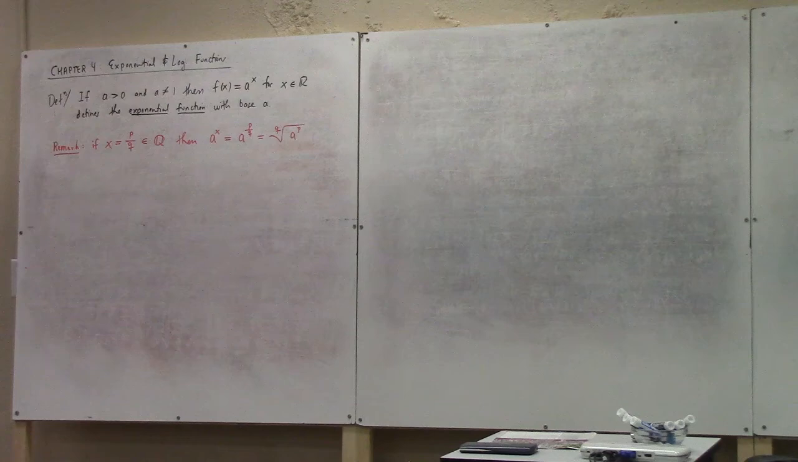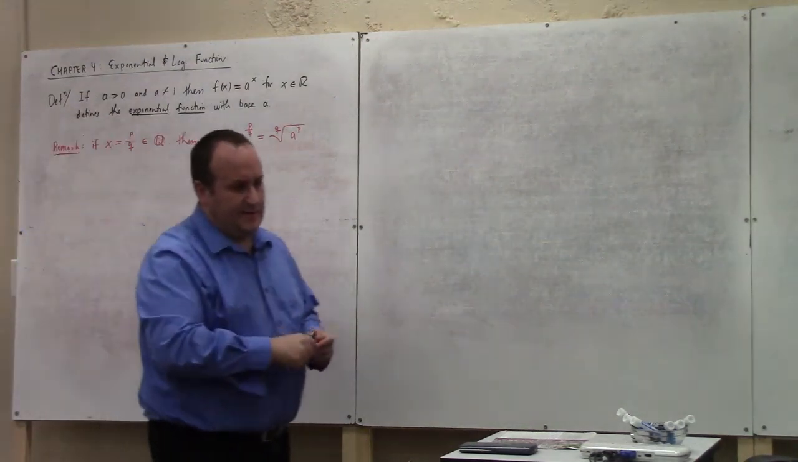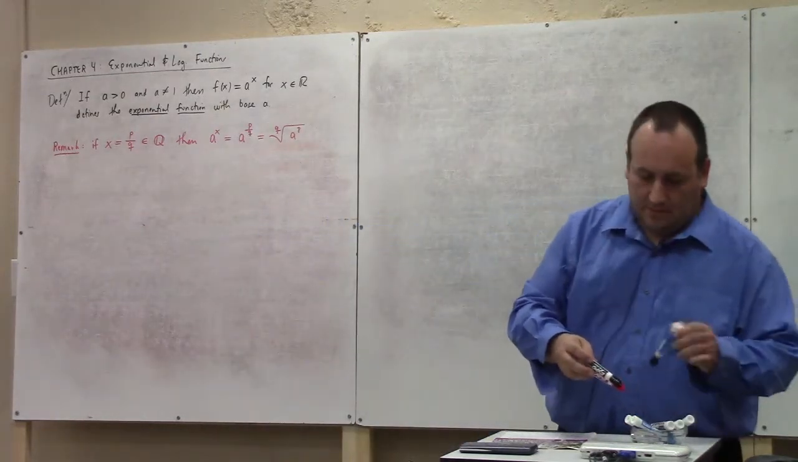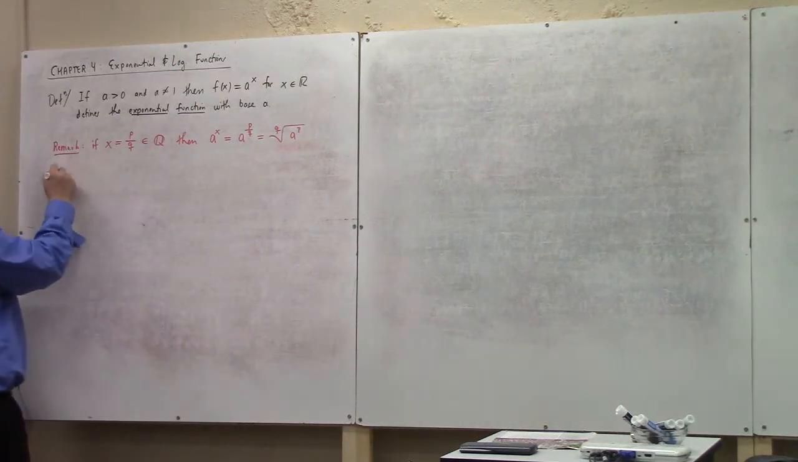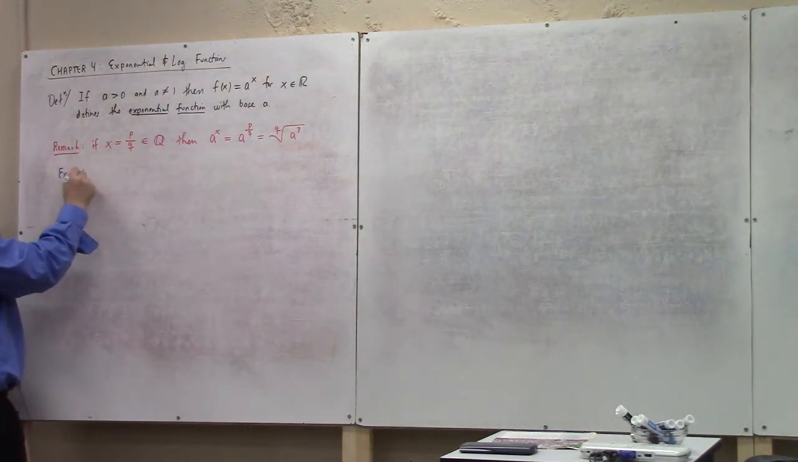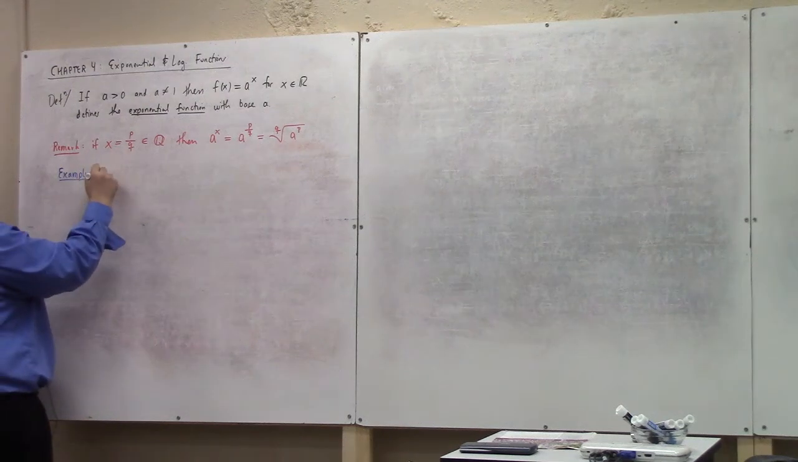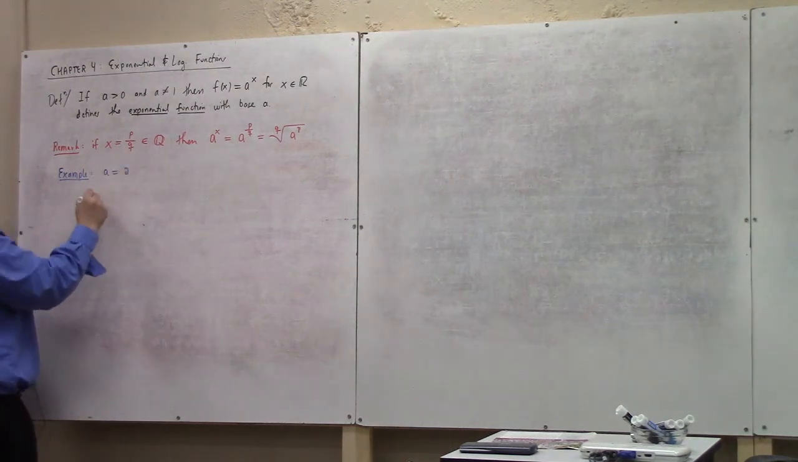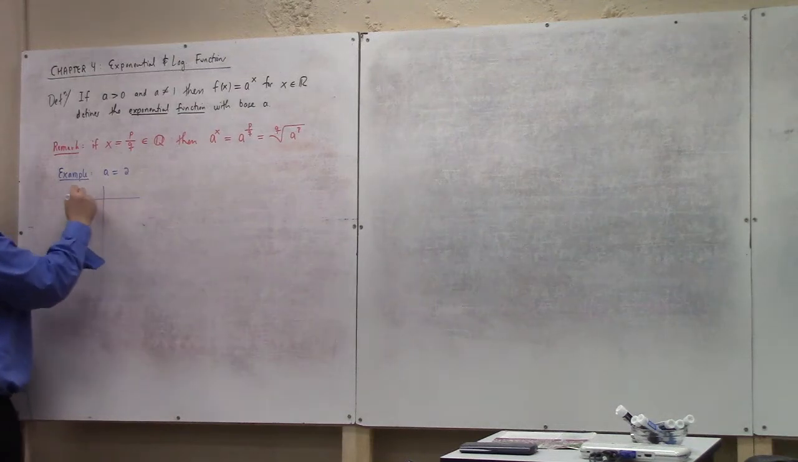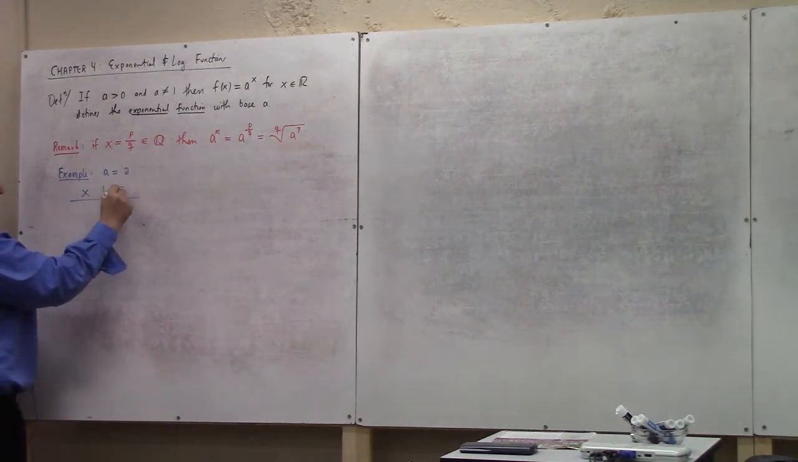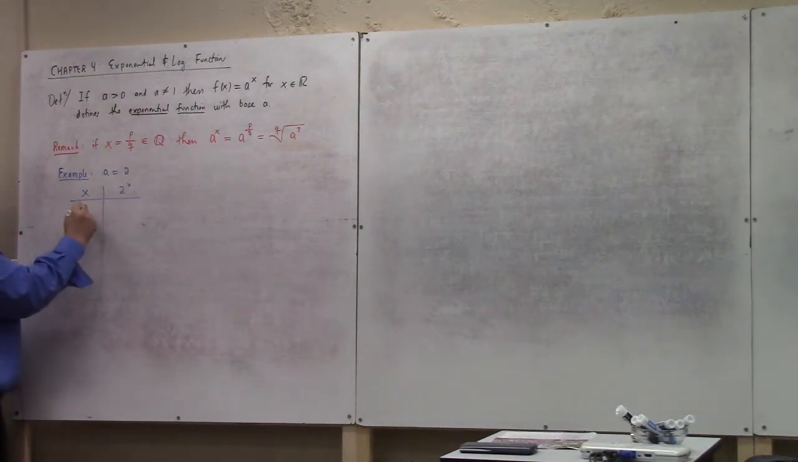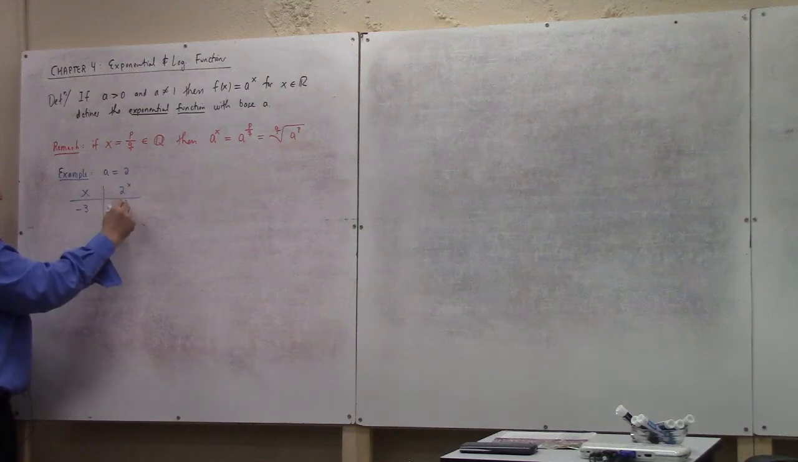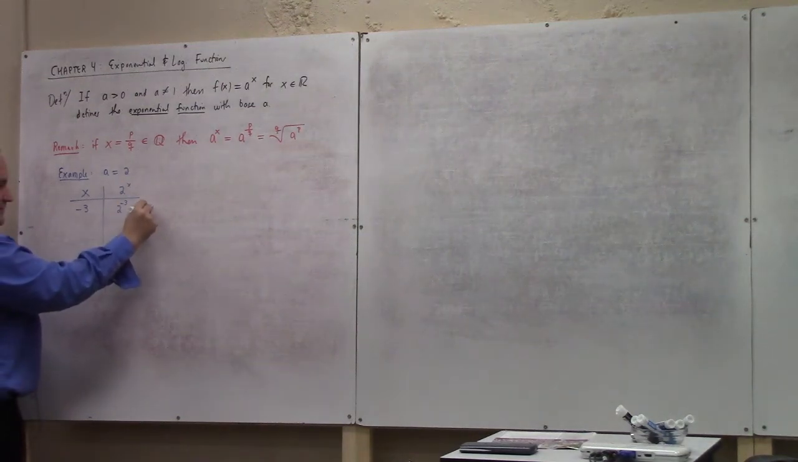I could pick a specific value for a and start tabulating values. It wouldn't be a big deal. So, for example, I could pick base 2, a equals 2, and make a quick table of values, x and 2 to the power x. If I put in minus 3, I'd have 2 to the minus 3, which is 1 over 2 cubed. That's 1/8.